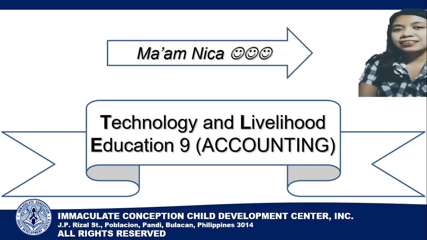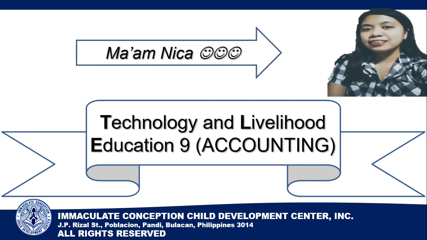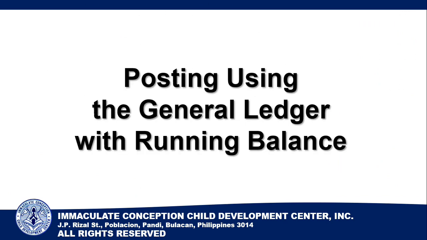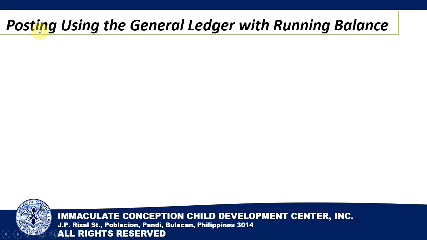I am your subject teacher, Ma'am Nika, and in this lesson, you will learn about posting using the general ledger with running balance. Posting means transferring the amounts from the journal to the appropriate accounts in the ledger. What is a general ledger? A general ledger is the reference book of the accounting system, and it is used to classify and summarize transactions and to prepare data for basic financial statements.